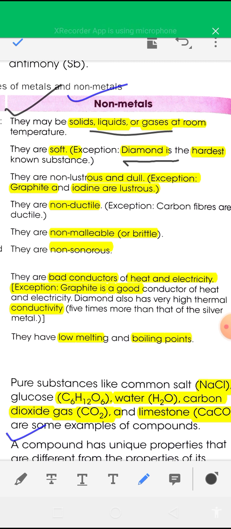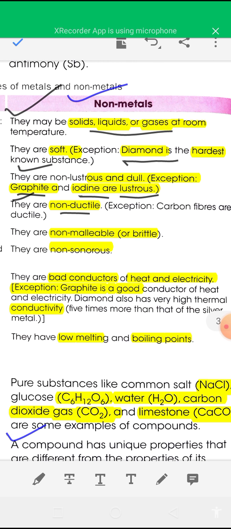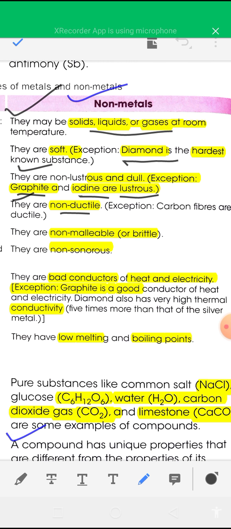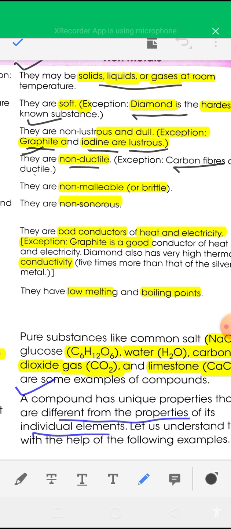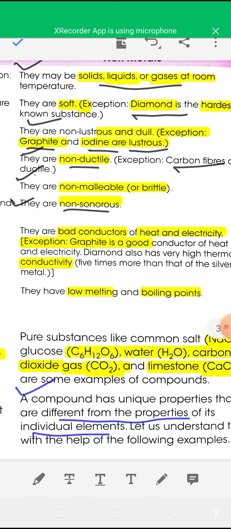Non-metals are non-lustrous. Exceptions are graphite and iodine; although they are non-metals, they are lustrous, they can shine. Non-metals are non-ductile; the exception is carbon fiber, which is ductile. Non-metals are non-malleable, and non-metals are non-sonorous, that is, they cannot produce a ringing sound.